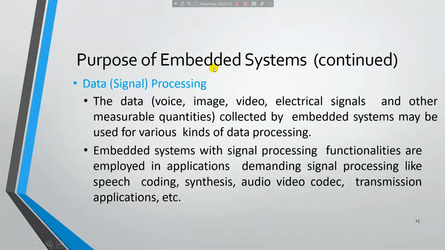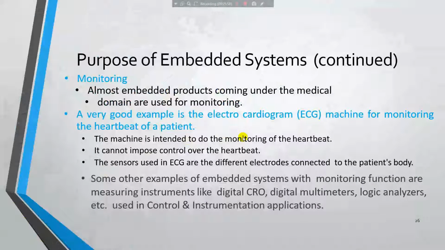Now data signal processing. Data signal processing covers all types of processing of data, like voice, image, video, electrical signals and other measurable quantities collected by your embedded systems. It can be used for various kinds of data processing. Embedded systems with signal processing functionalities are employed in demanding applications, like speech coding, synthesis, audio coding, audio decoding, and audio video coding for transmission applications. That is data signal processing.